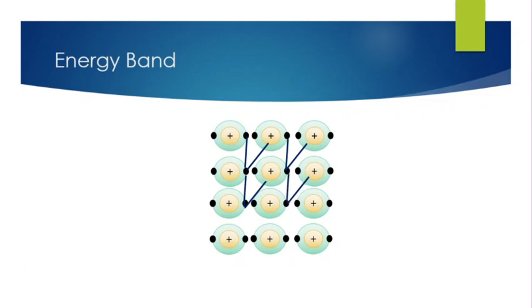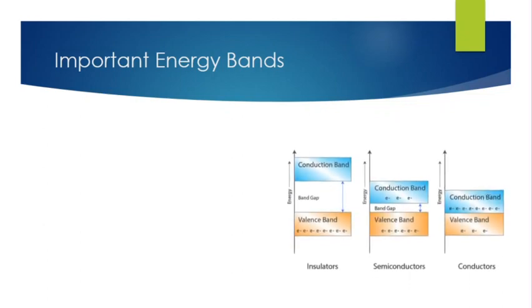So the energy possessed by the first or second orbit of the atoms changes slightly, it increases or decreases. So the range of this energy is called energy band. Okay, there are some important energy bands, we will come to know about in the next.